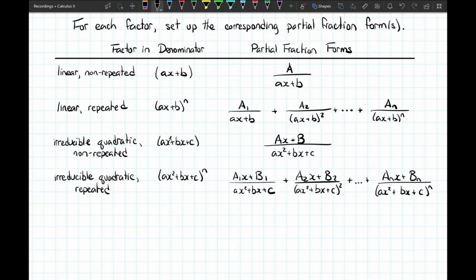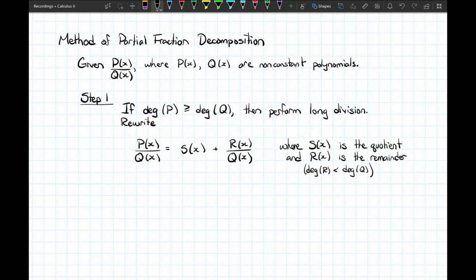Now that we have these partial fraction forms, let's see what the step-by-step process is for determining these coefficients and decomposing our rational expression into these partial fractions. Let's suppose we're given the rational expression p over q, where p and q are non-constant polynomials. Now step 1 is simply just going to be our long division. And this is only going to be useful in the case where the degree of p is greater than or equal to the degree of q. If that's not the case, then we'll continue on to step 2.